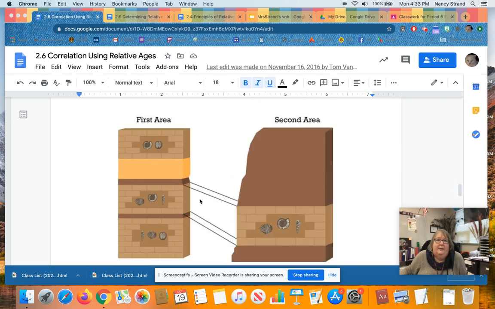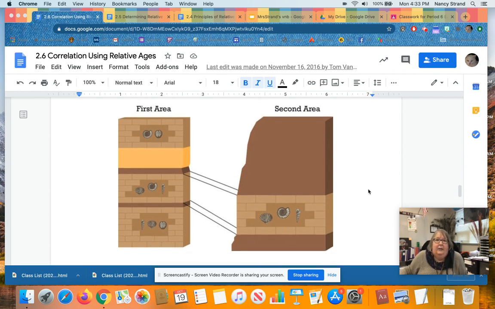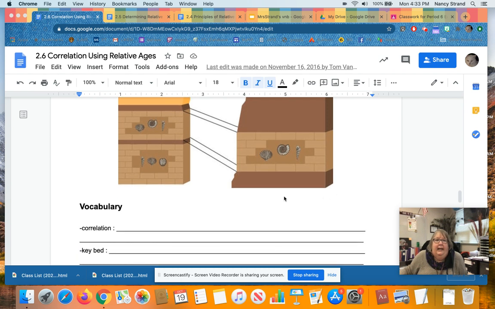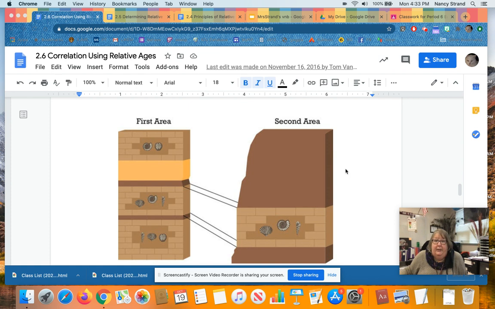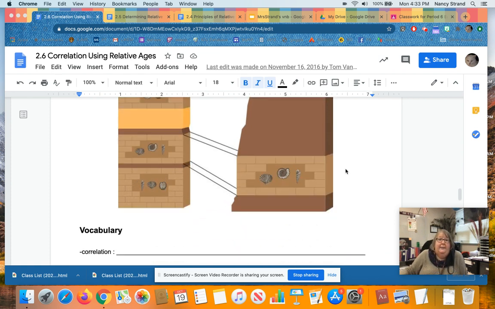Okay, and then we've got this picture, the first area and the second area. And if you can see, kids, maybe you need to make this a little bigger, the index fossils that are provided and which of these layers, kids, goes with the index fossils that we have over here on the right. And that's how we match up the layers of rock.